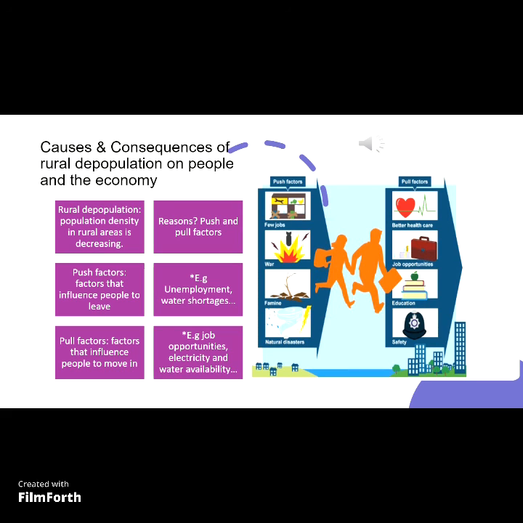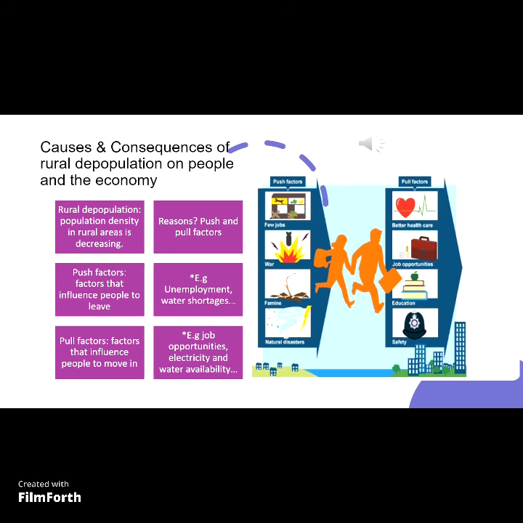Grade 12s. Now we're going to look at the causes and consequences, which are the results of an action, of rural depopulation on people and the economy. What is a rural depopulation? It's population density in rural areas gradually going down over time, which is, the population in rural areas is decreasing.